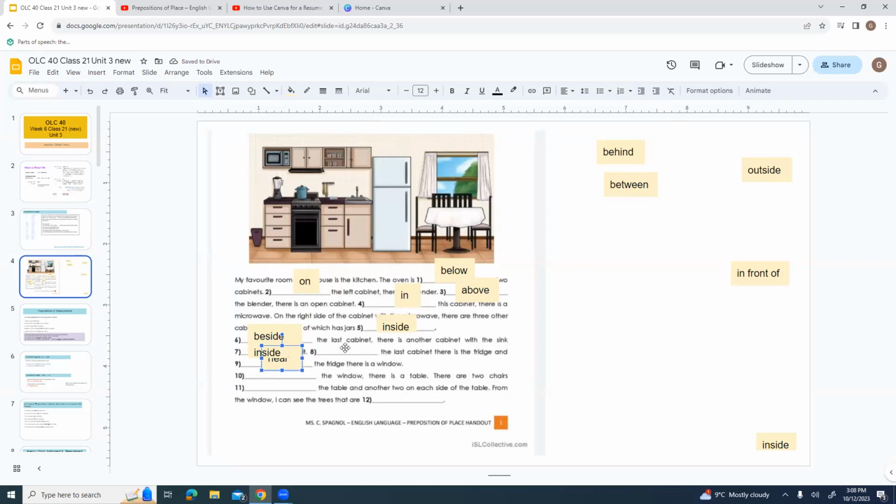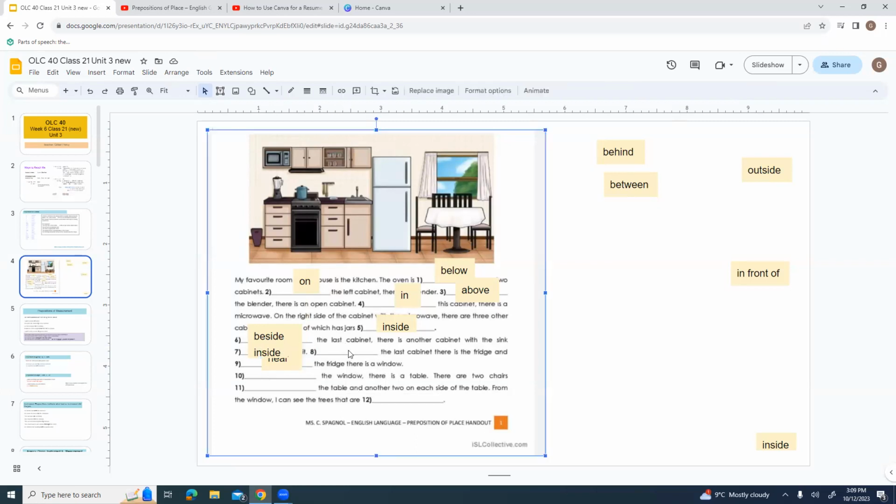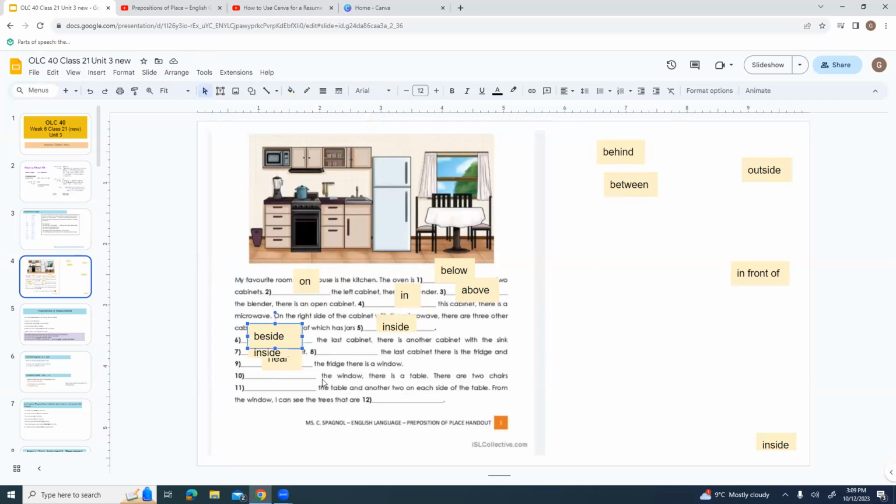Beside, do we have beside? Beside the last cabinet, there is the fridge. Well, I'm gonna, oh, we used it over there. So I would go again there. Blank the window, there is a table. In front of the window, there is a table. There are two chairs behind the table, and another two on each side of the table. From the window, I can see the trees that are outside.